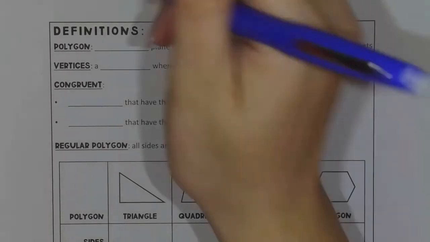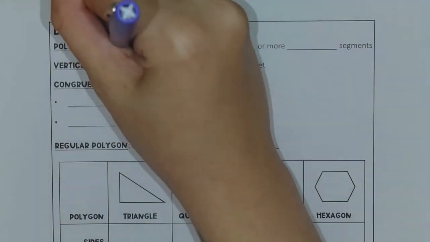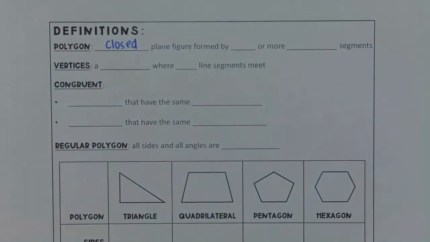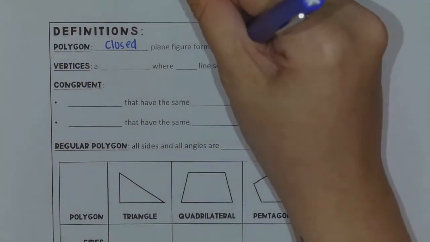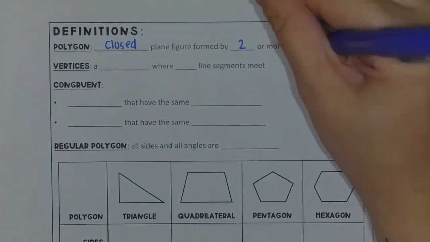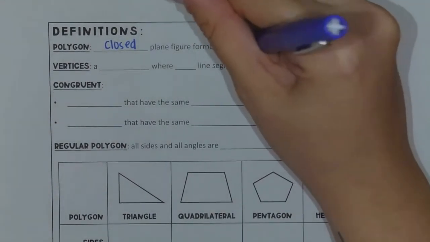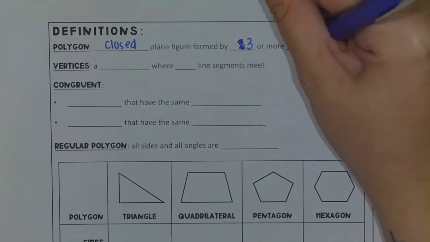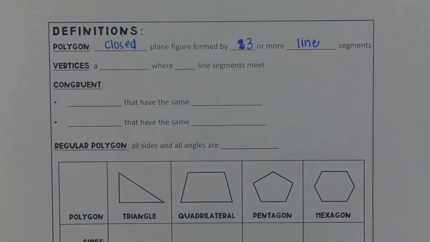So the official definition of a polygon is it is a closed plane figure. So no openings, everything's going to be closed, but it has to be formed by three or more line segments. So a closed plane figure formed by three or more line segments. In order to be classified as a polygon, it has to have at least three sides.